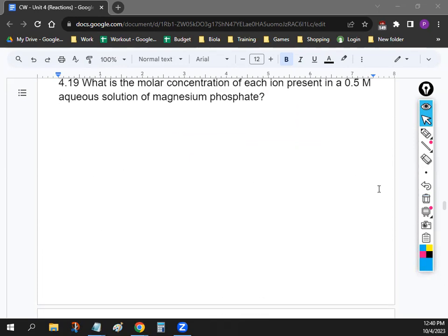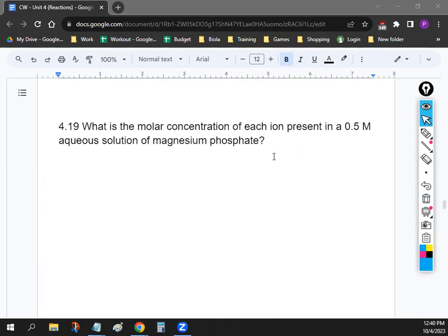So let me give you guys about 2 minutes. See if you guys can do the same thing for this one. Here you have magnesium phosphate. So you're going to have to write the formula for the ionic compound. It tells you that's 0.5 molarity. And so I want you to find the concentration for each ion. So take about 3 minutes to do that. We'll go over it and then we'll move on.